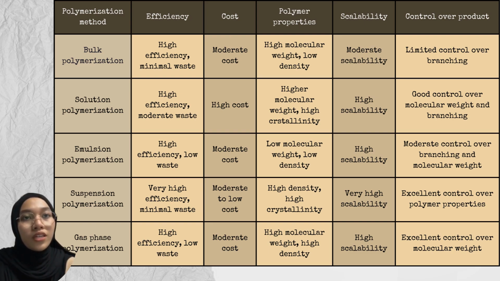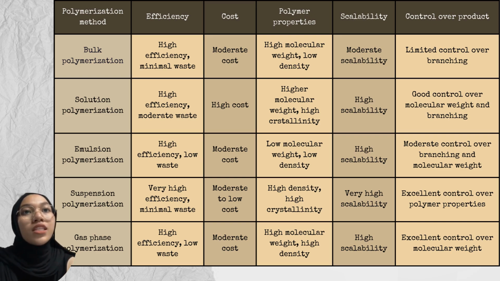Next, for emulsion polymerization, the efficiency is high and the waste is low. The cost is moderate, and the polymer properties are low molecular weight and low density. For scalability, same as solution polymerization, it is high, and the control over product is moderate control over branching and molecular weight.